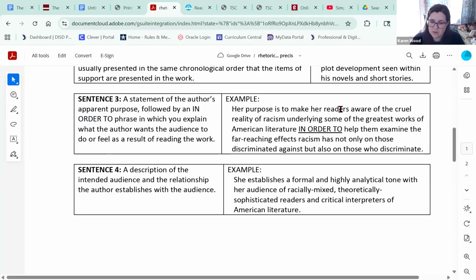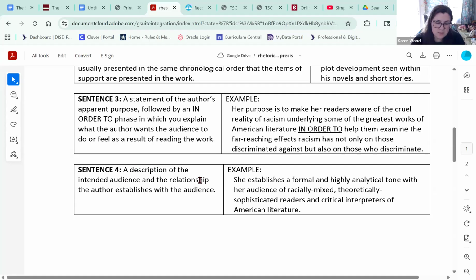Her purpose is to make her readers aware of the cruel reality of racism underlining some of the greatest works of American literature in order to help them examine the far-reaching effects of racism not only on those discriminated against, but also those who discriminate. So now I know her purpose is to let us know that some of the major works that we read have underlying racism, and that racism is not only hard on the victims, it's also hard on the perpetrators.